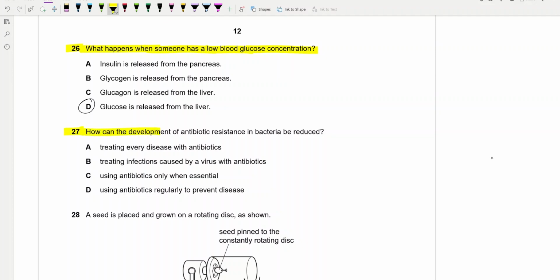Question number 27. How can the development of antibiotic resistance in bacteria be reduced? Option A. Treating every disease with antibiotics, which is wrong as they would build resistance against the antibiotics. Option B. Treating infections caused by a virus with antibiotics, which is wrong as antibiotics cannot treat viruses. Option C. Using antibiotics only when essential, which is correct. Option D. Using antibiotics regularly to prevent diseases, which is wrong as they would build resistance against the antibiotics. So the correct option would be option C.